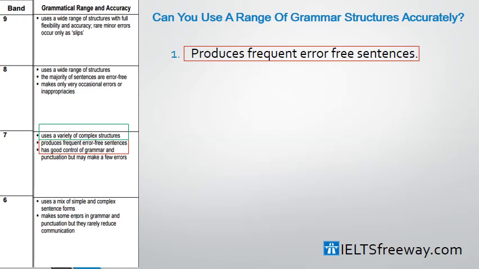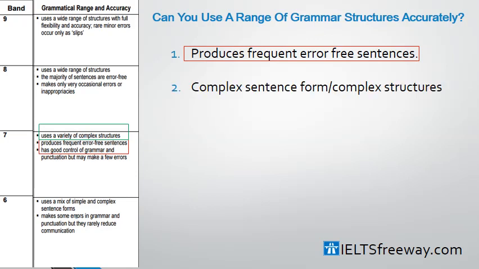Frequent error-free sentences. However, that would be easy if you could just simply write simple sentences like the world is round, it is not flat. That's what scientists have proven. That would be really easy to write short, simple, grammatically correct sentences. However, you'll notice in green it says uses a variety of complex structures.